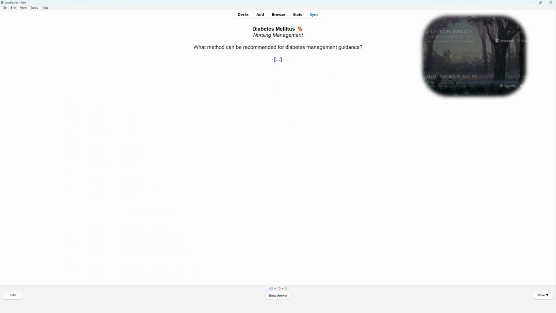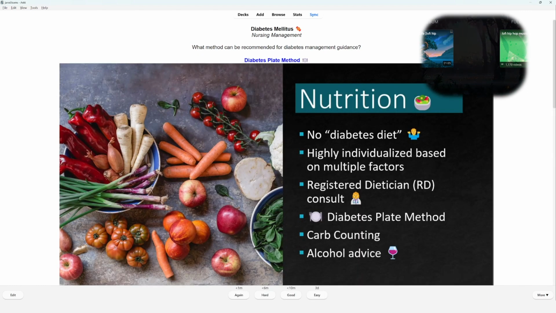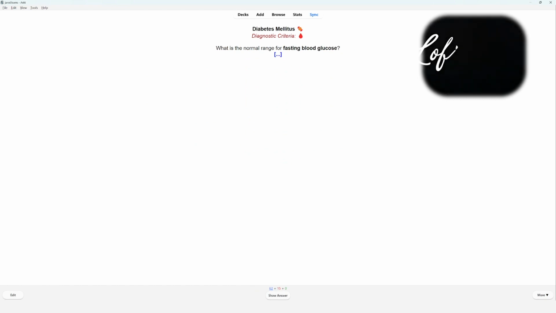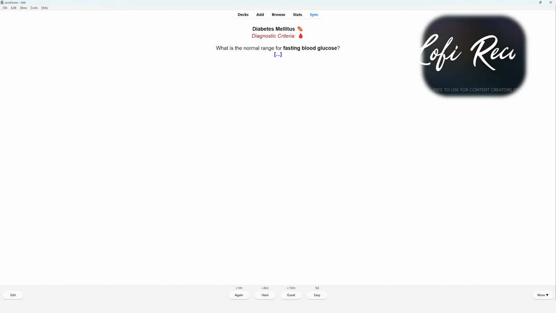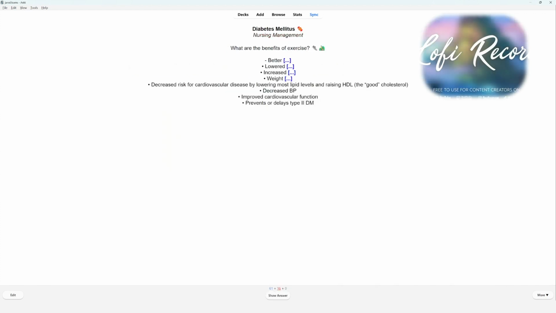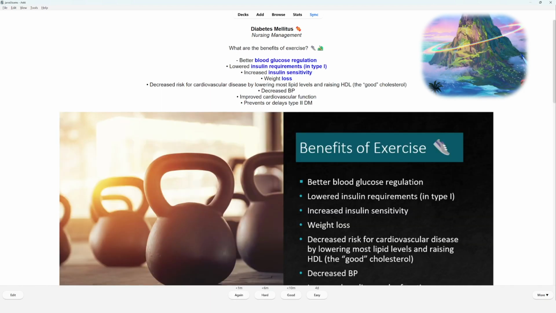What method can be recommended for diabetes management guidance? Diabetes plate method that you can recommend. They check that out online. What is the normal range for fasting glucose? It's 70 to 110? Under 110, okay. So we're going to have lowered insulin requirements, increased insulin sensitivity, weight loss, and better blood glucose regulation.